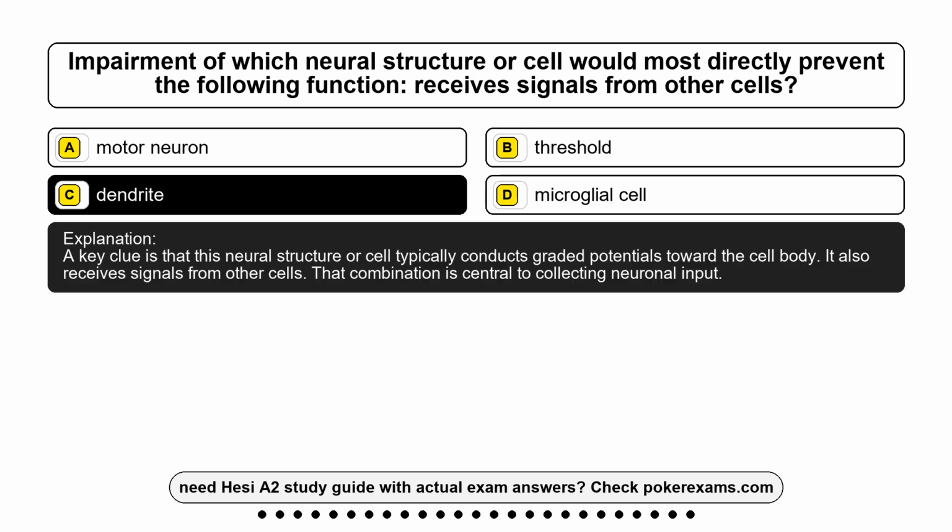A key clue is that this neural structure or cell typically conducts graded potentials toward the cell body. It also receives signals from other cells. That combination is central to collecting neuronal input.